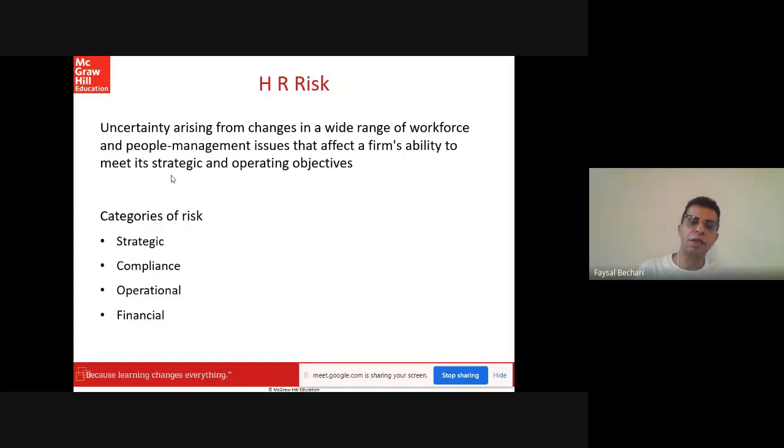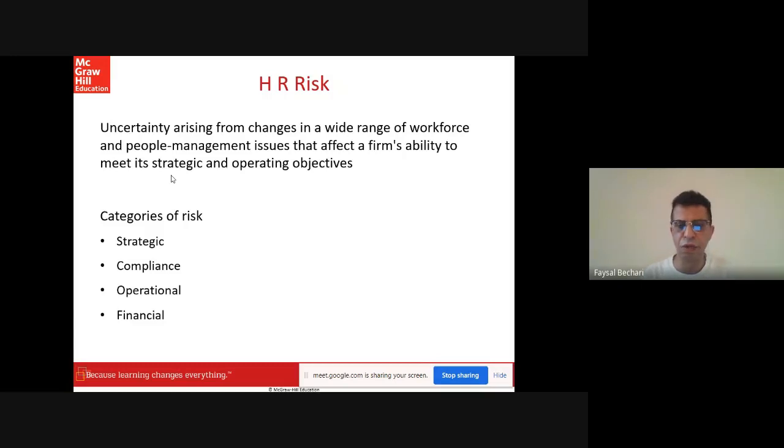HR risk is the uncertainty arising from changes in the wide range of workforce and people management issues that affect the firm's ability to meet its strategic and operating objectives. So there is a risk involved with HR, and it comes from the uncertainties of the workforce and people, who are different from each other. So how are you going to manage these people?